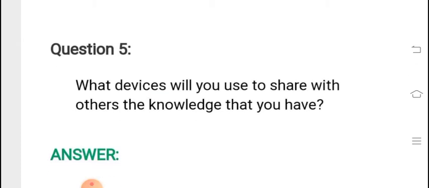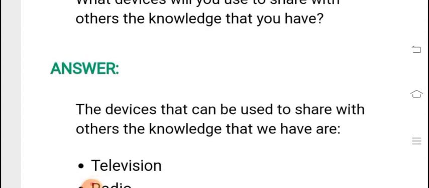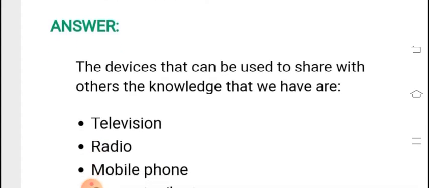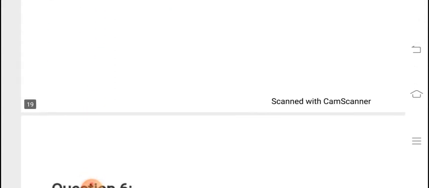Question number 5 is, what devices will you use to share the knowledge that you have? Answer is, the devices that can be used to share with others the knowledge that we have: television, radio, mobile phone, computer, laptop.